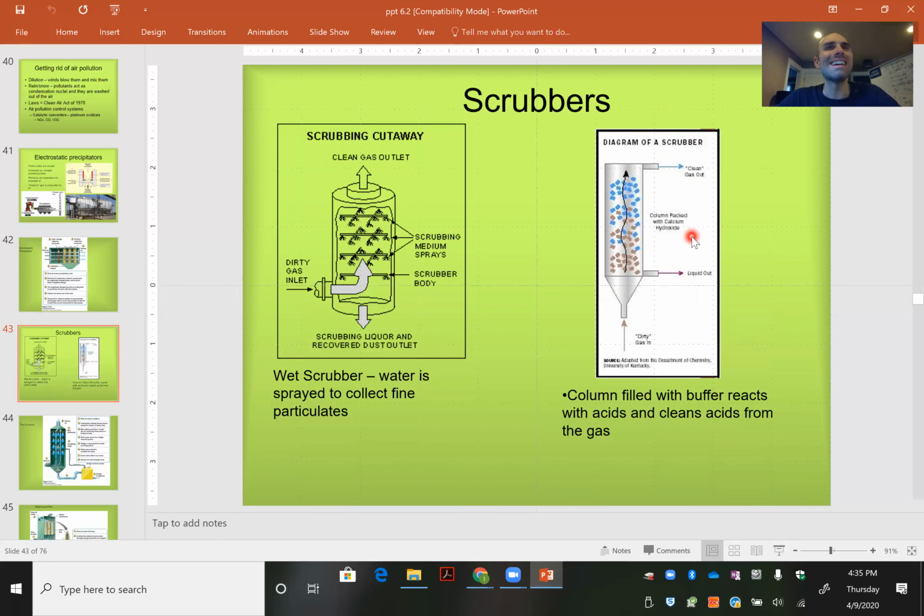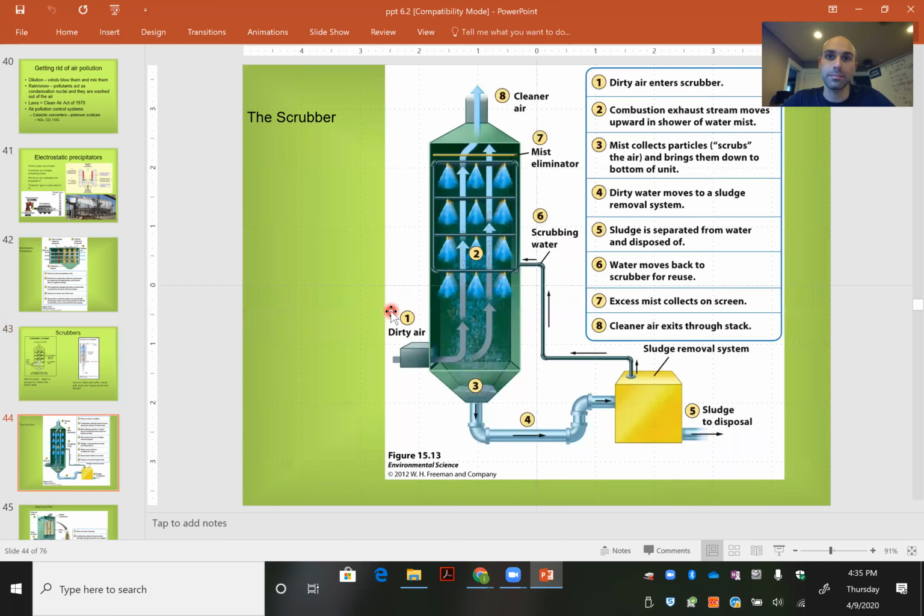Moving on to scrubbers. So what happens here? I like to think of this as a car wash for your air. As shown in the left diagram, the air comes in and moves through these sprayers, these scrubbers, and the water is sprayed out. It collects onto the fine particulate matter and precipitates it out down to the bottom where it can be collected, recovered, and then disposed of. It's essentially a car wash for your pollution.